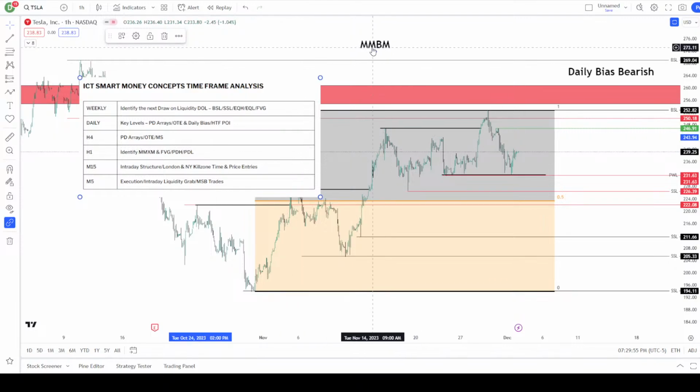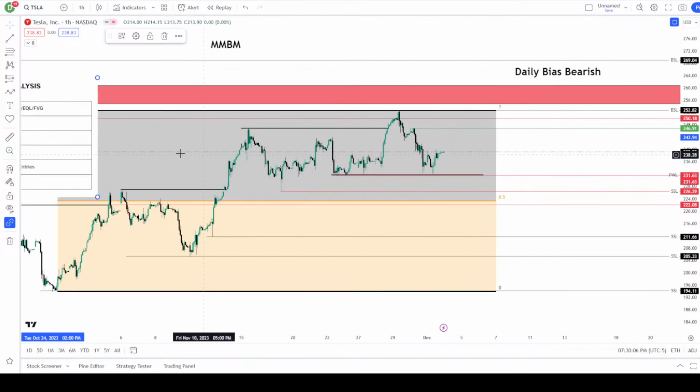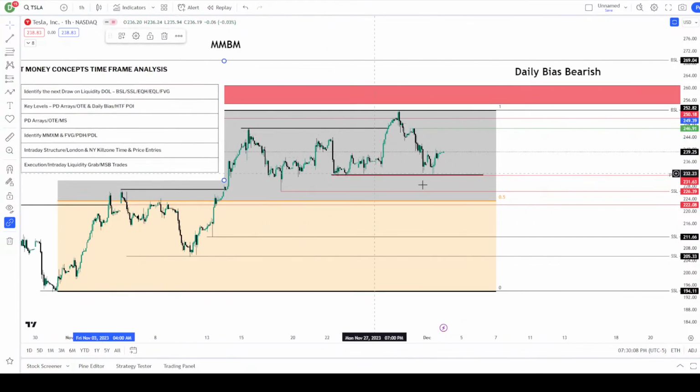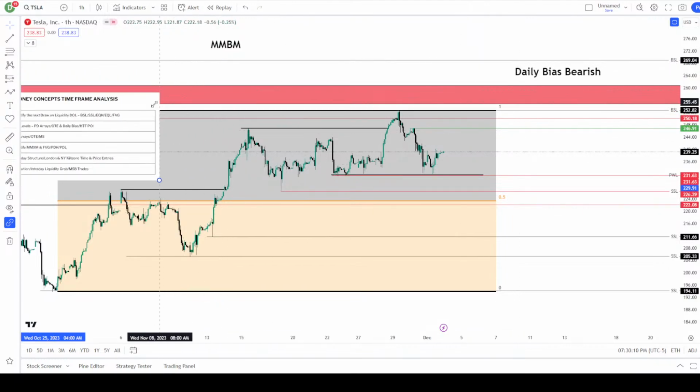But again, now we're in the market maker buy model. We've got a bearish daily bias. We're looking at the 1 hour time frame. We're also looking now for additional fair value gaps, previous day highs, and previous day lows. So let's go ahead and mark those off. Those are things we don't currently have on our chart. Let me make this smaller.